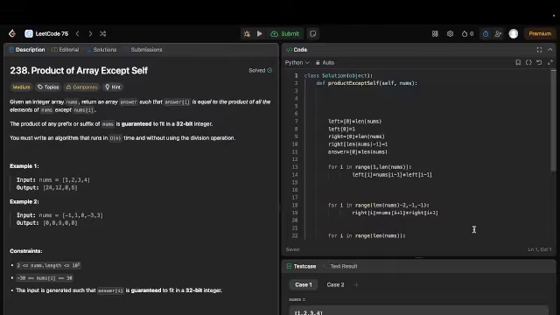Alright, so today I'll be going over Leetcode 238, product of array except self. Given an integer array, nums, return an array answer such that answer at i is equal to the product of all elements of nums except nums at i. The product of any prefix or suffix of nums is guaranteed to fit in a 32-bit integer. You must write an algorithm that runs in O of n time and without using the division operation.